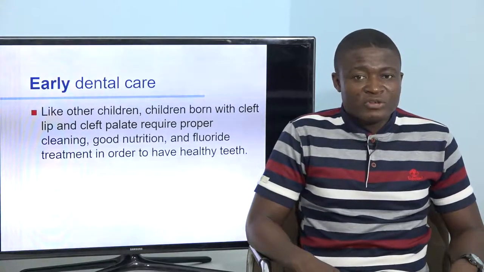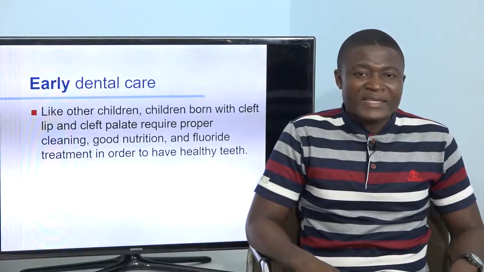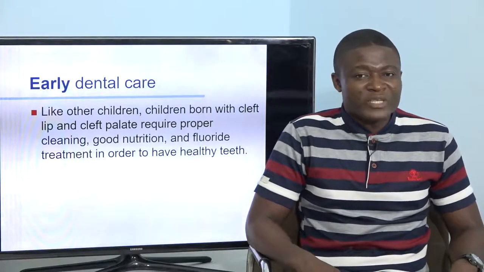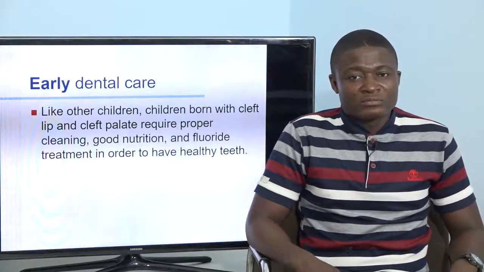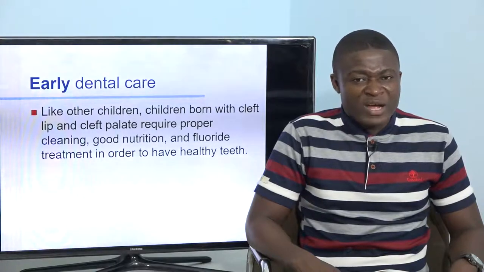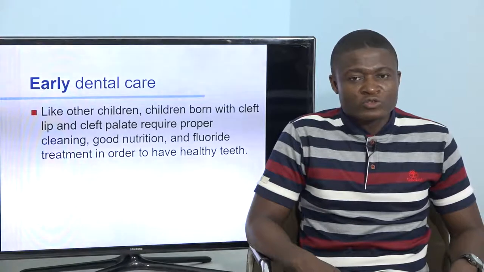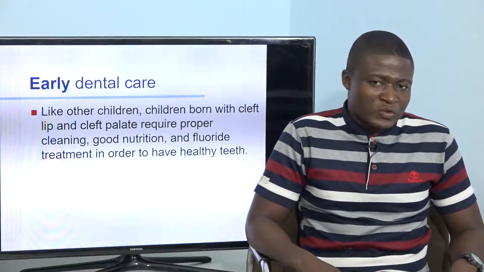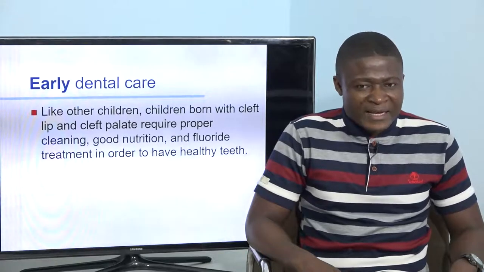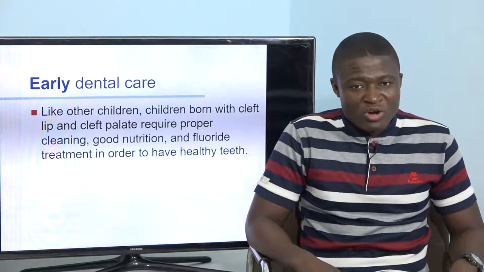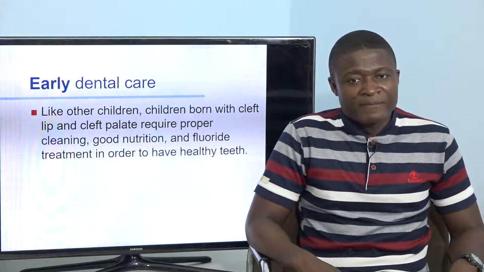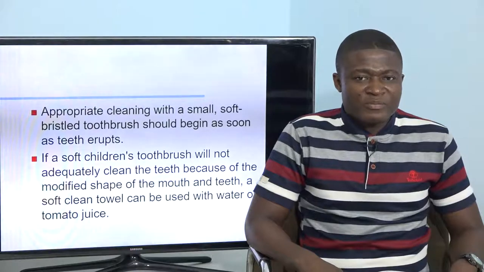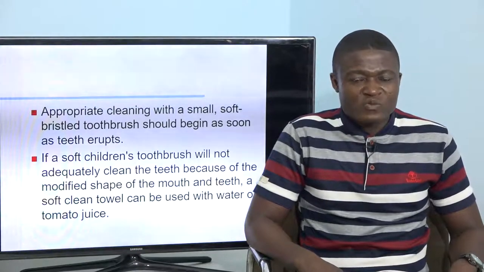Early dental care. Like other children, children born with cleft lip and cleft palate require proper cleaning, good nutrition, and fluoride treatment in order to have healthy teeth. So you need to clean the teeth as often as possible so that you don't have debris and bacteria growing in them in order to cause dental caries. You also need to provide this child with good nutrition, because the poorer the nutrition, the higher the condition is likely to worsen. But the stronger or the healthier the nutrition, the faster the condition is likely to improve with surgical management.